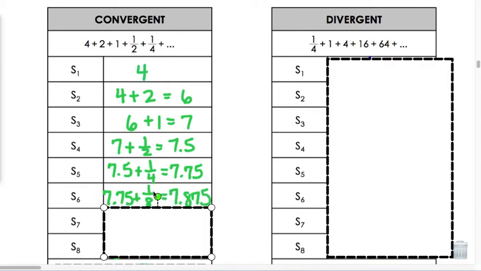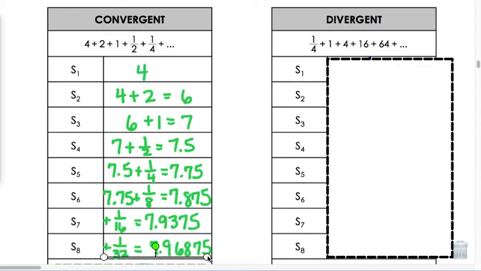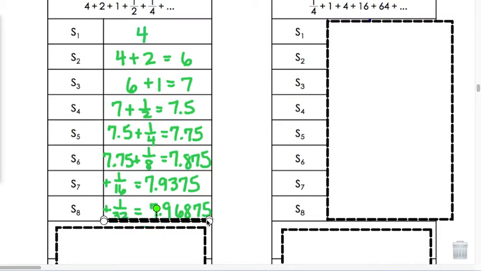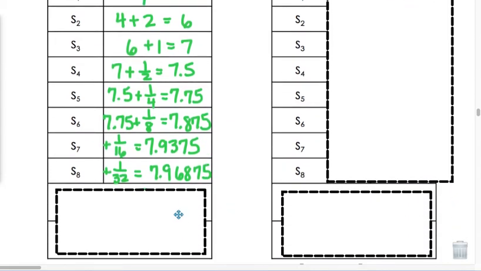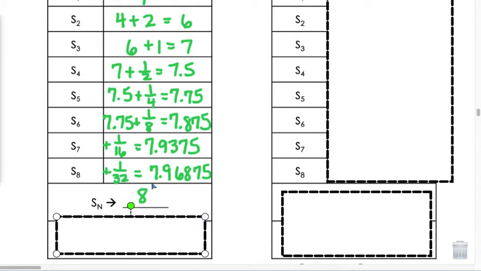Okay, and now I have to start finding 1/8. So 7.75 plus 1/8 would be S sub 6. And we keep going and keep going. And what we're going to realize is we're going to get to some number. So a convergent series of infinite geometric series will eventually, if you keep adding the terms to infinity, come to some number. And we can see that that number is going to be 8 in this case.